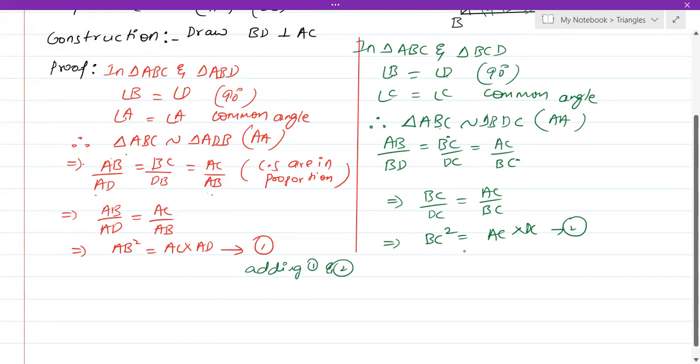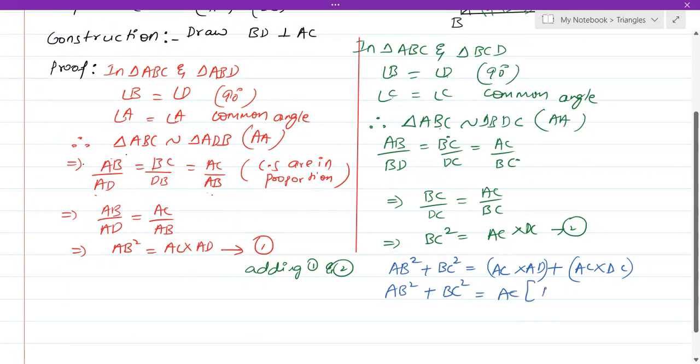How do we add equations? LHS with LHS, RHS with RHS. Adding equation 1 and 2, the LHS is AB square plus BC square. That will be equal to RHS plus RHS: AC into AD plus AC into DC. Now, if you observe in the RHS, there are two terms, and in both the terms, we have AC as common. Let's take AC as common. So we'll be left with AD plus DC.